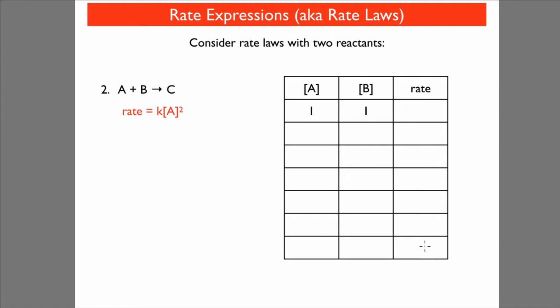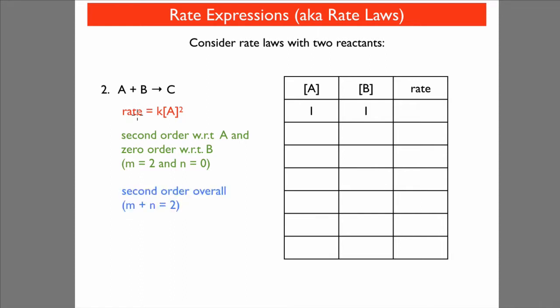Okay, let's look here. We've got A plus B going to C, and you can see here that it's second order with respect to A and it's zero order with respect to B. So the change in concentration of B has no effect on the rate. Overall, it will be a second order reaction, just M plus N. So here we've got 1 squared multiplied by 1, it's going to give us k.